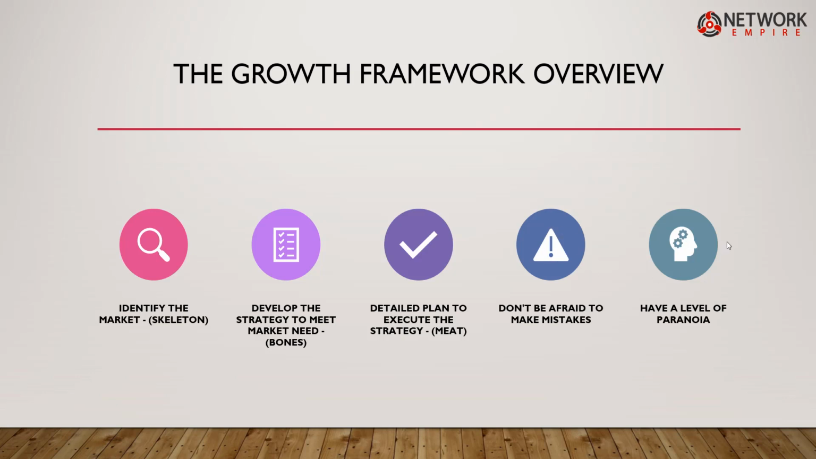And number 5, the last point, is have a level of paranoia. Always watch your competition. Why? Watch what they're doing. Understand how they're making their money. Define how they pitch their product. Define what makes you different from them, what makes you better than them. And use what's working for them to their disadvantage and to your advantage.